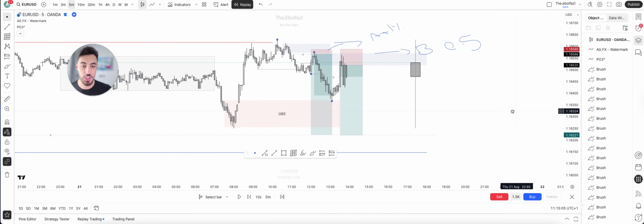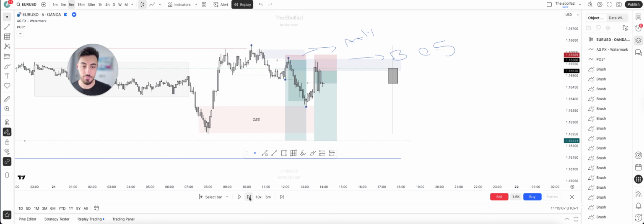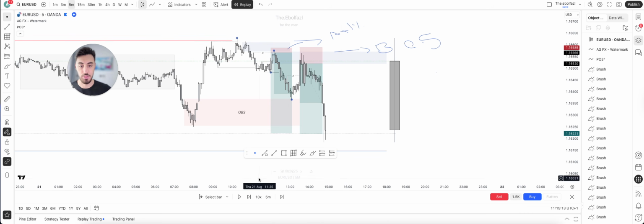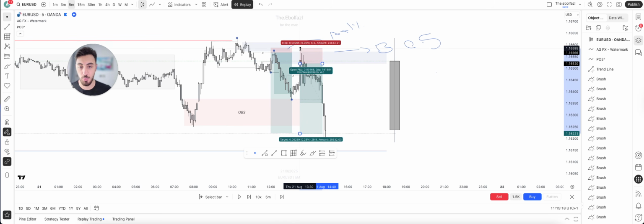So we entered here. Now we're going to wait. What time is it? Cool. 2. Awesome. Done. This got taken out. If this gets taken out, you're going to go break even. Again, you can move the stop to the high here, but if you want to protect the risk, you can also go here. It depends on your risk management.